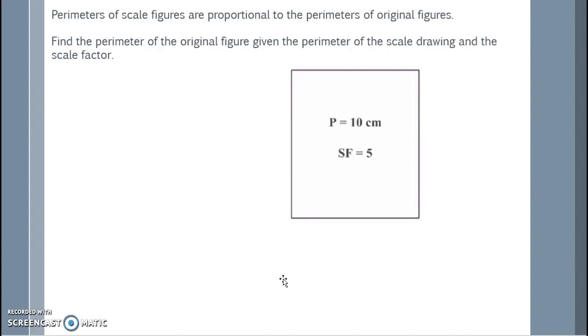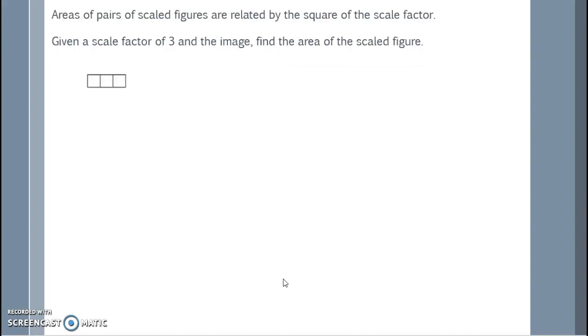Find the perimeter of the original figure given the perimeter of the scale drawing and the scale factor. So the perimeter of our scale drawing is 10. We want to know the original, so we need to divide by the scale factor of 5. So our perimeter is 2.